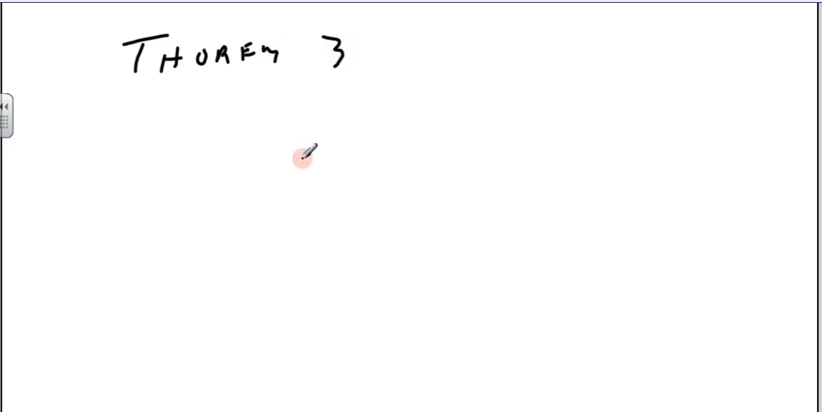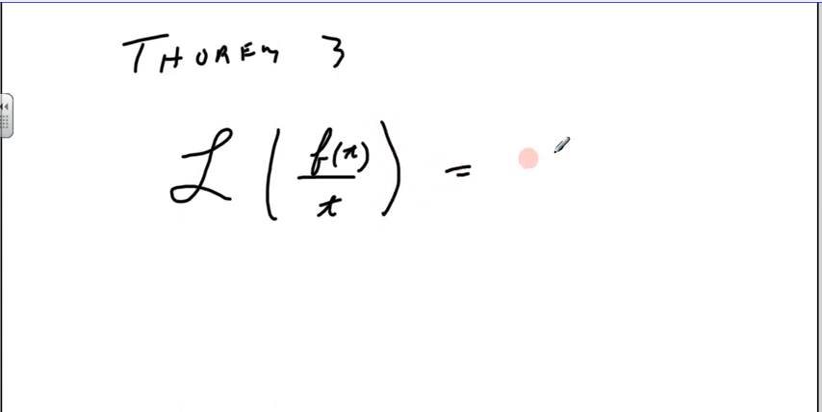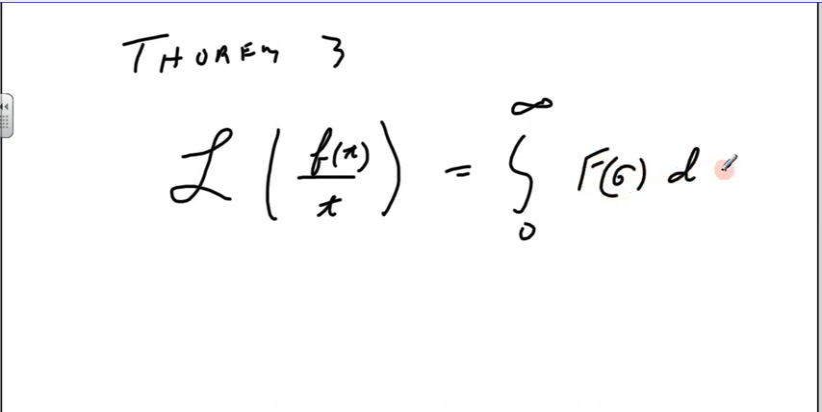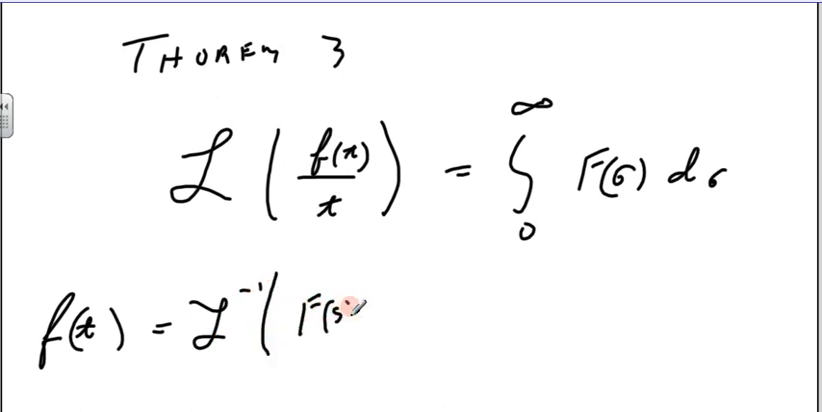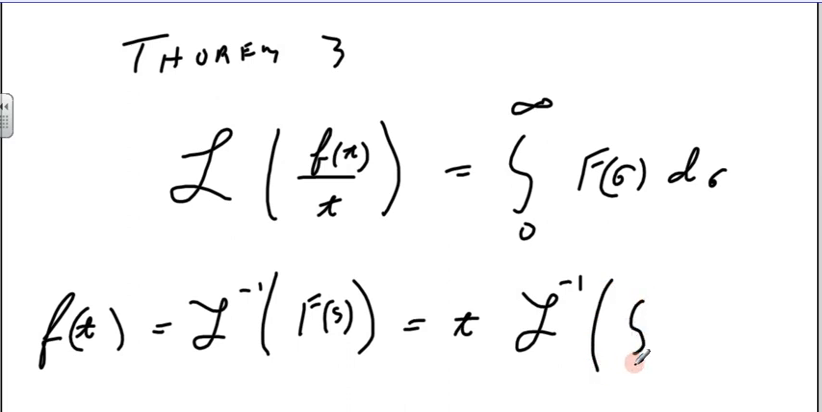Theorem 3. If we look at the Laplace transform of f of t divided by t, and we see that that's equal to the integral from s to infinity of F of sigma d sigma, then we can say, well, f of t divided by t is equal to the inverse transform of the integral from s to infinity of F of sigma d sigma. And I'm pretty sure that this is an s here. Pretty sure that's the case.